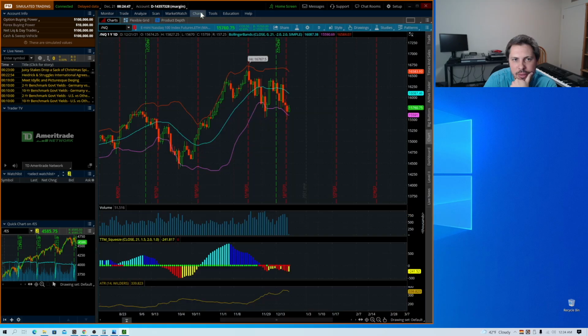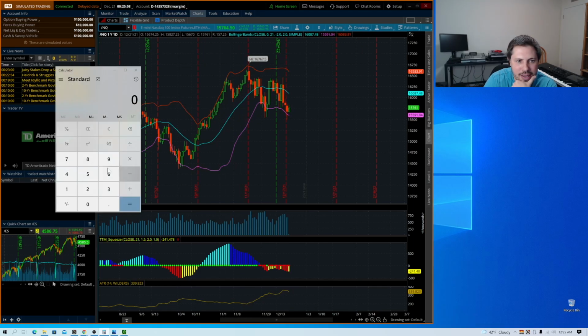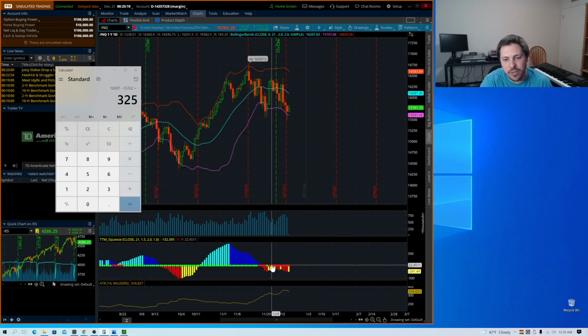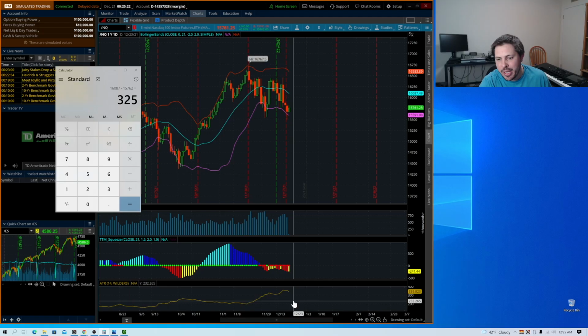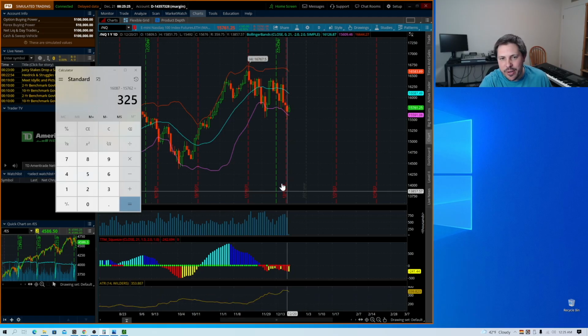But when we're looking here, we're seeing this ATR of 340. So how far away is this price from its mean, which would be this blue average here in the middle? So this blue average is 16087, and the price would be minus 15762, which gives us approximately what this ATR is telling us.